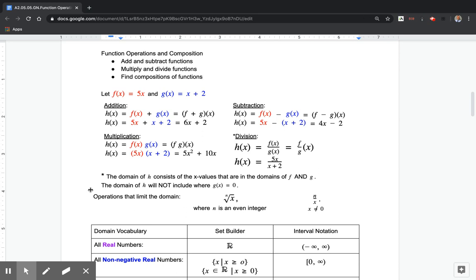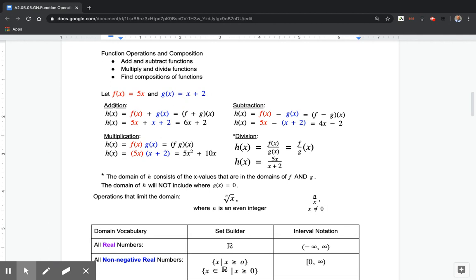We are talking about function operations and compositions. So we will add and subtract functions, multiply and divide functions, and find compositions of functions. A couple examples that we have here, we're going to let f of x equal 5x and let g of x equal x plus 2.